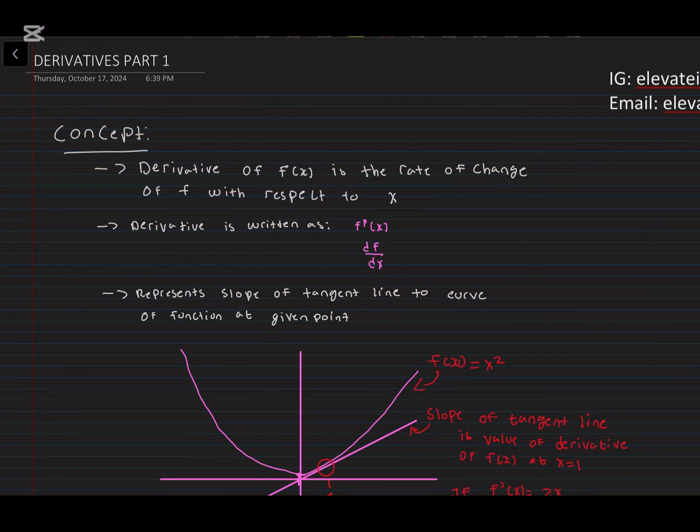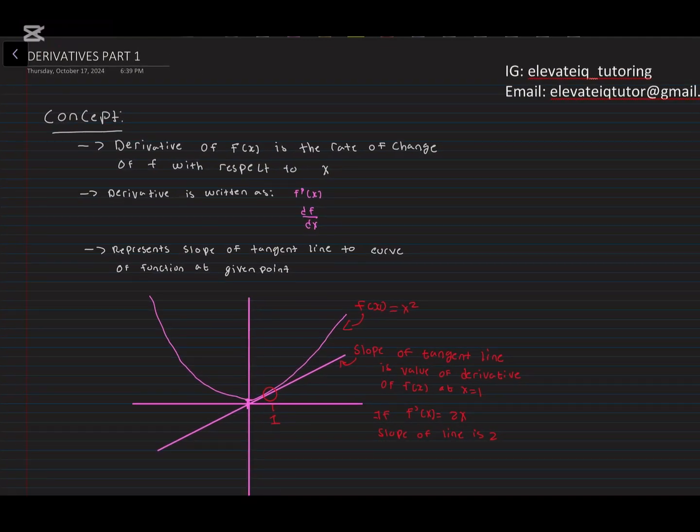Derivative is essentially the rate of change of f with respect to x, right? So in a function f of x, if you're trying to find the rate of change of f with respect to x, that is called the derivative. So you're trying to find the derivative.